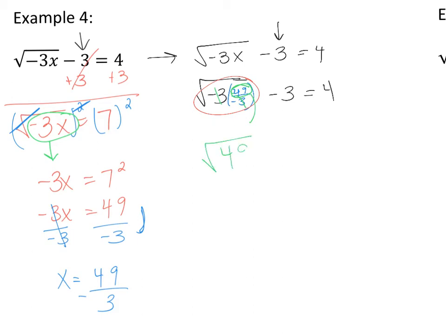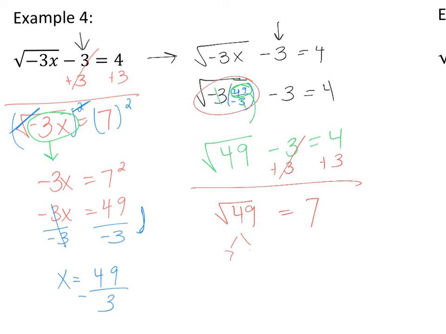So I have the square root of 49 minus 3 equals 4. Now we have to add the 3 to both sides, okay? Now we know that the square root of 49 is 7 times 7, so my 7 drops out. This checks. So this is the right answer because 7 does indeed equal 7.